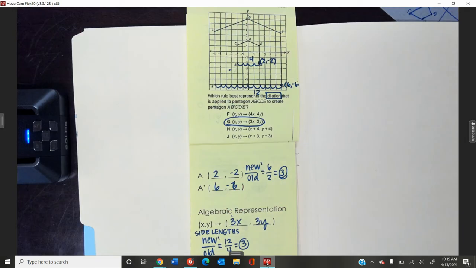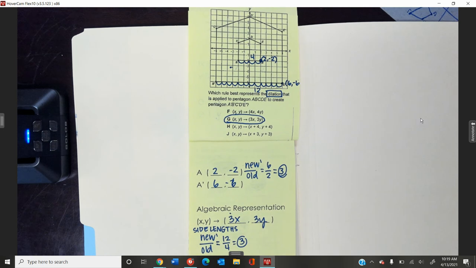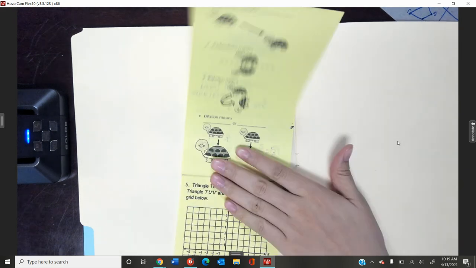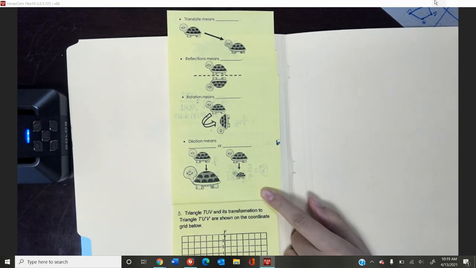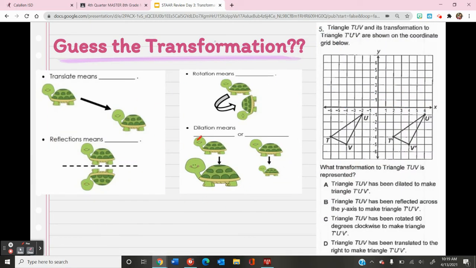Okay, so looking at your foldable now, this is everything you should have written down. If you don't have everything, just go ahead and pause and catch up before you move on. But we're going to go ahead and now look at the last page of our foldable. So we're going to start off here. We're going to be guessing the transformations. And we've kind of already discussed what each of these mean.